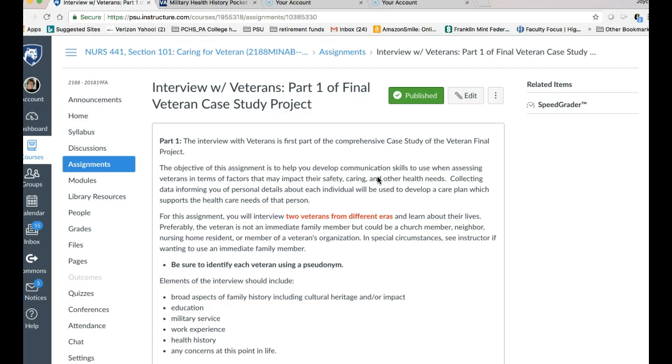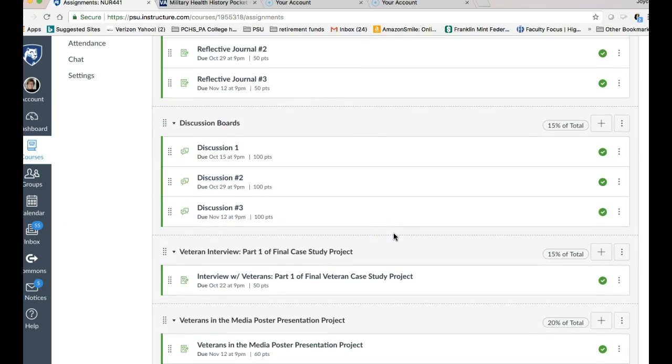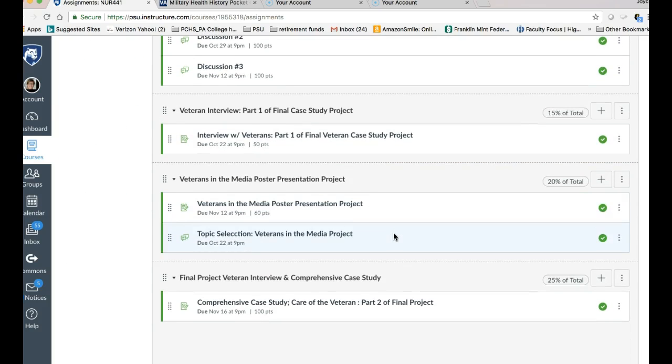Different war eras, unless they did two totally different jobs or had different specific responsibilities that you feel you can do a good comparison and contrast, that would be okay. So let's just get back to the assignment page. The interview is the first part of your project. The second part and the final project would be the comprehensive case study.